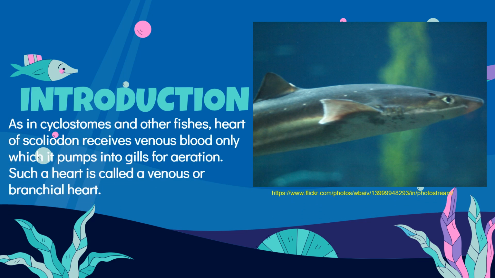As in cyclostomes and other fishes, the heart of Scoliodon receives venous blood only, which it pumps into the gills for aeration. Such a heart is called a venous or branchial heart.